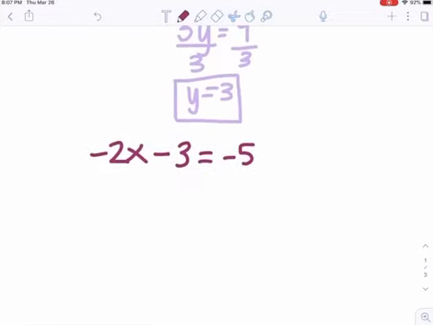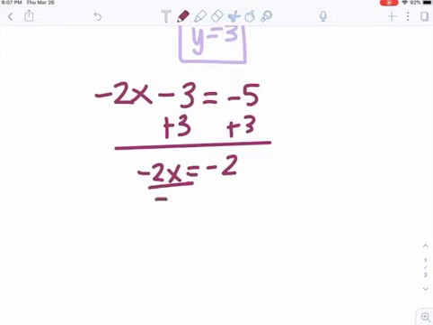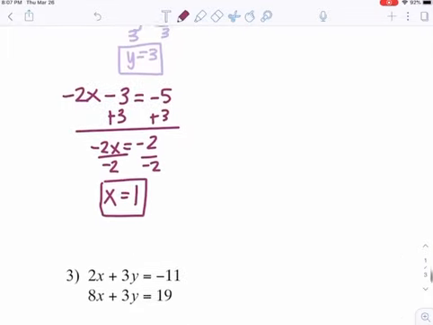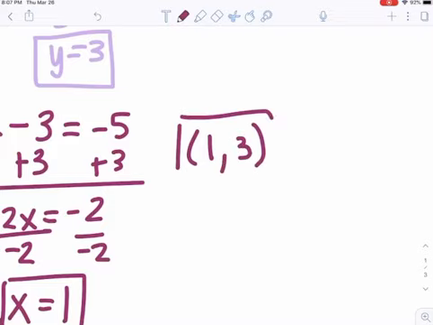And now I'm going to solve this equation right here. So I'm going to add 3 to both sides. So I get negative 2x equals negative 2. Divide both sides by negative 2. And I know that x is equal to 1. Okay, and remember, a system deals with graphs, so I'm going to write my answer as an ordered pair. So I get (1, 3) as my final answer.